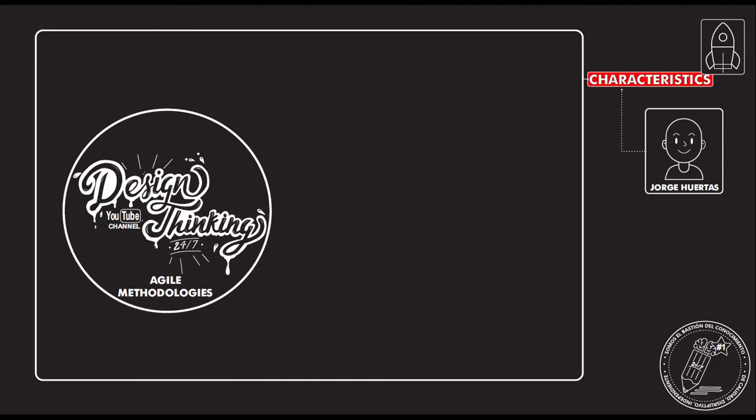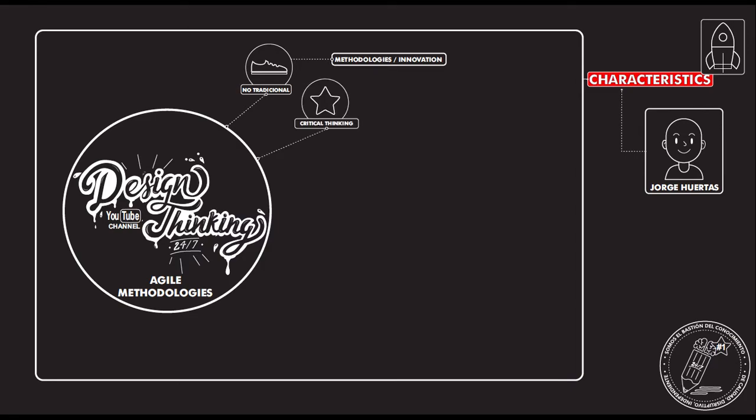Okay, so when we talk about agile methodologies, we start by saying that it is non-traditional. Why? Because traditional methodologies like the scientific method are focused on linear production. So you make a hypothesis, and you create an experiment to validate that. But agile methodologies have a different approach. It's focused on innovation. Also, critical thinking is very important.